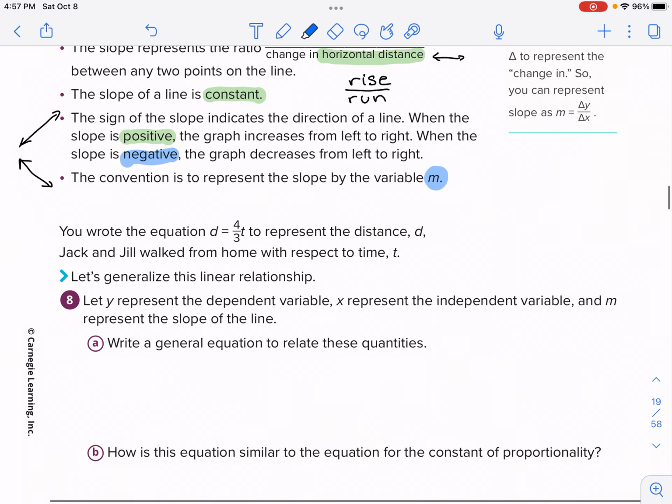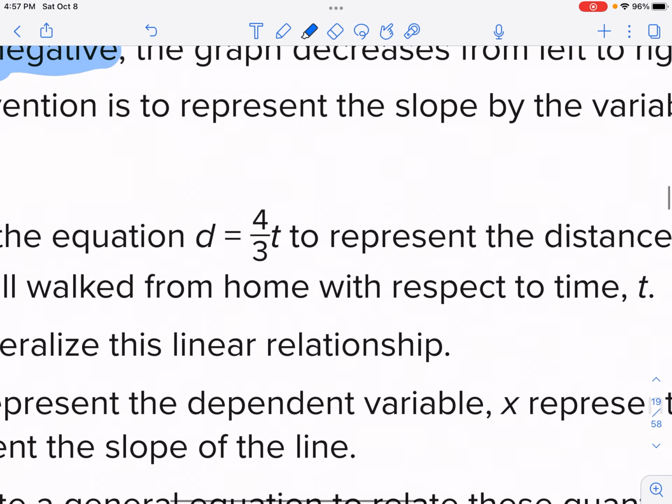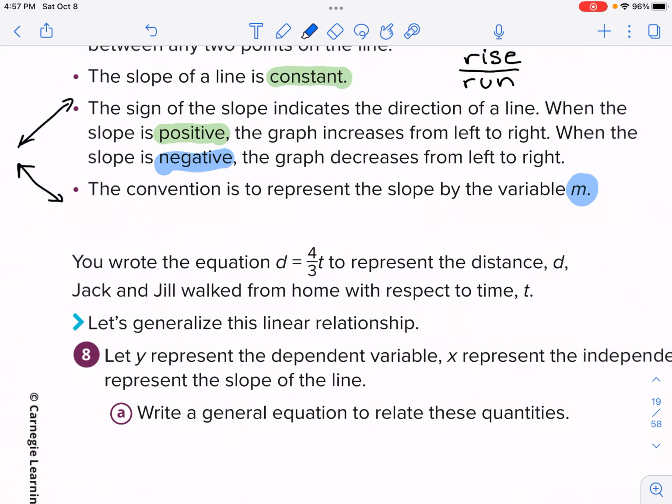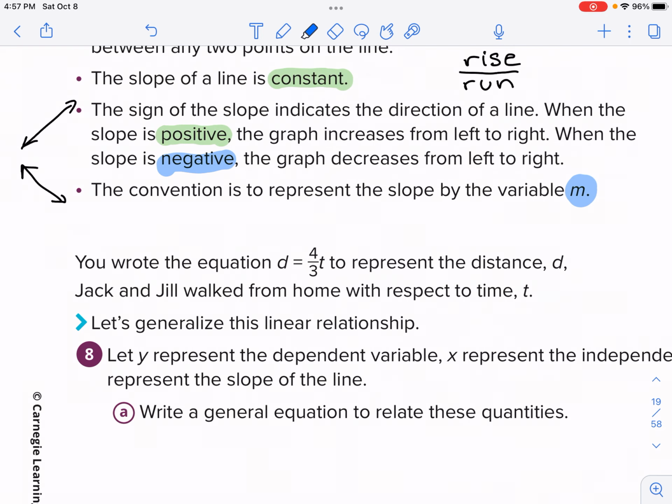Now we wrote an equation on the previous page to represent Jack and Jill. It is D equal to 4/3 times T. So for every second, you multiply whatever seconds you have by 4/3. And we did that on a graph in activity 2 earlier.